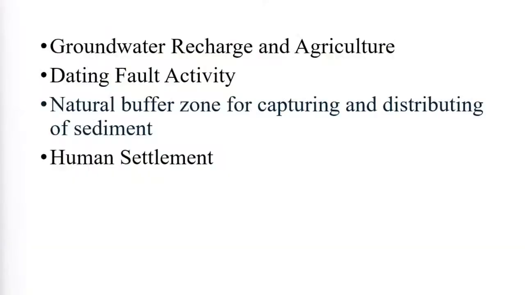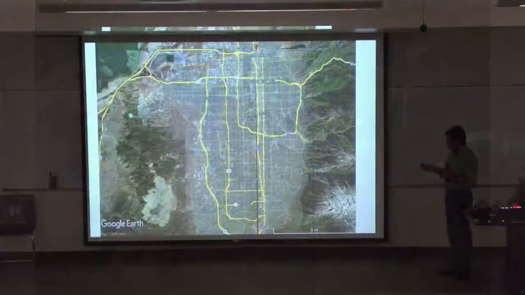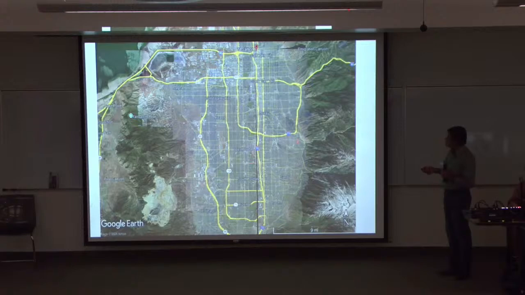One last thing before we move on to part 3 is that alluvial fans have a lot of human settlements as well. So a lot of big cities across the world are built on alluvial fans. Salt Lake City is built on an alluvial fan. This whole area is a fan. This is the Great Salt Lake.